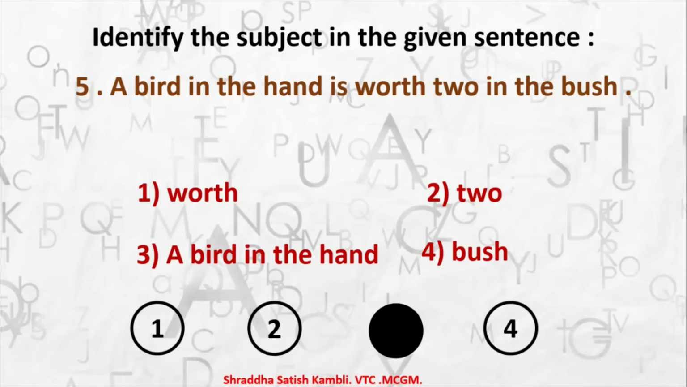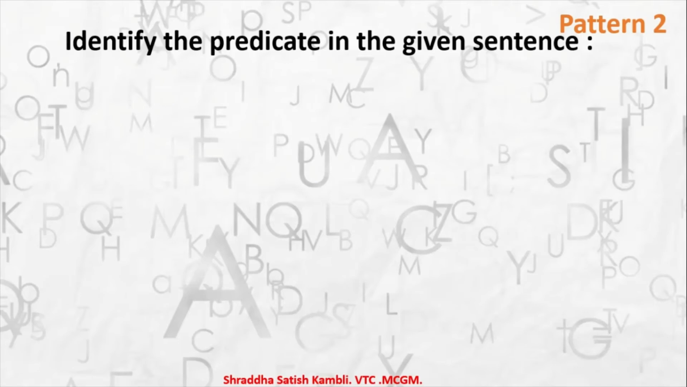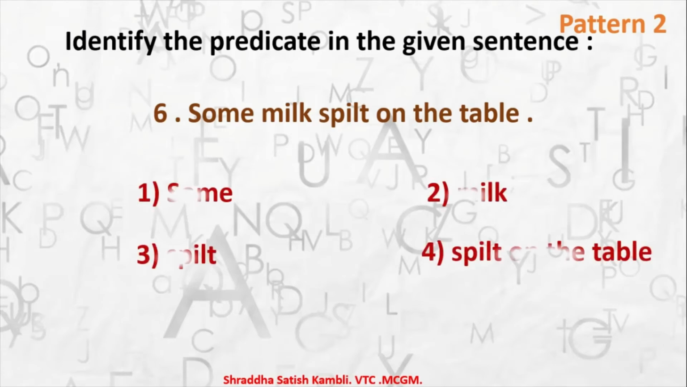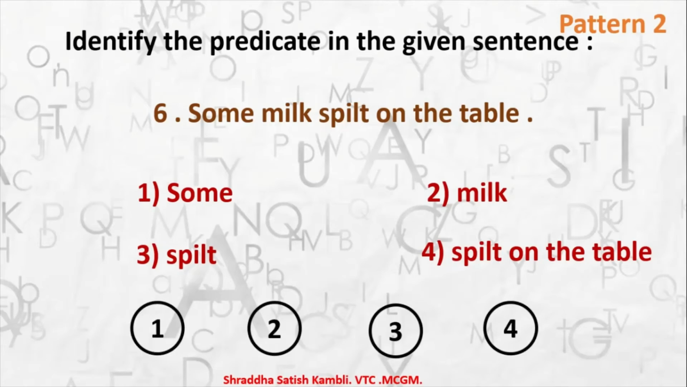Alright, now we move on to the second kind of question, pattern 2, where instead of identifying the subject like we did previously, we will identify the predicate. Come on, let's start. Some milk spilt on the table. Which part of the sentence is the predicate? Is it some? Is it milk? Is it spilt? Or is it spilt on the table? Come on, think, what is it? It is the fourth one, spilt on the table.